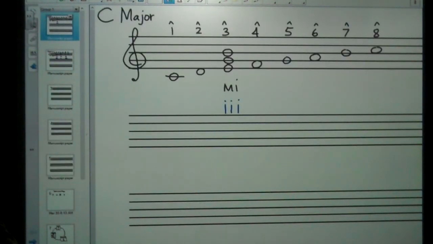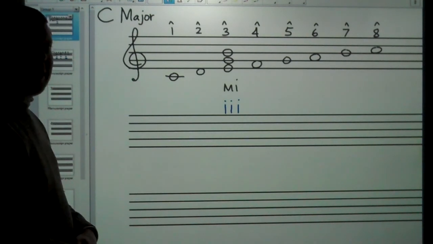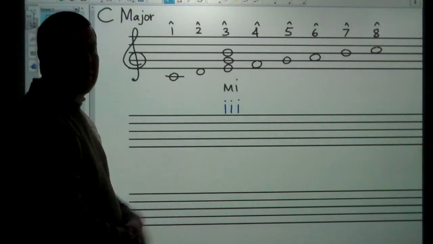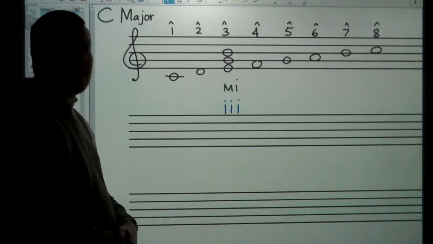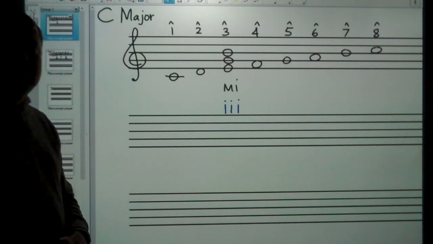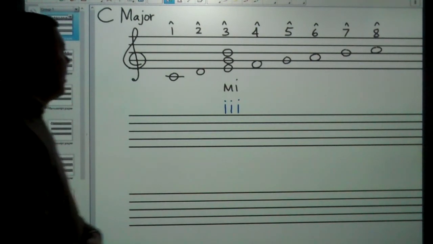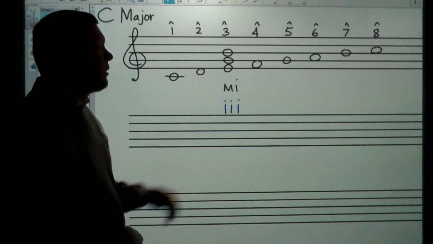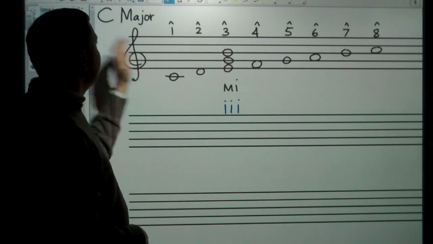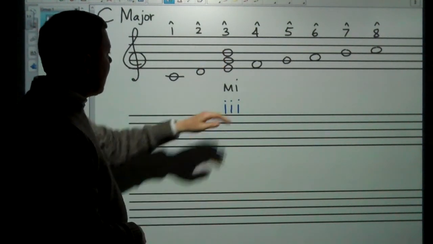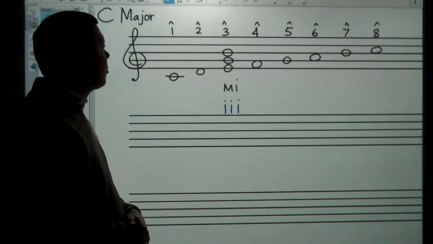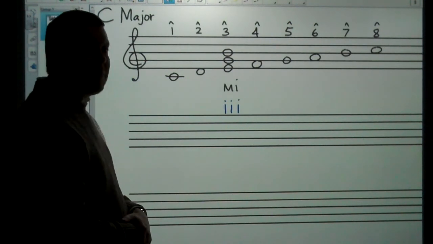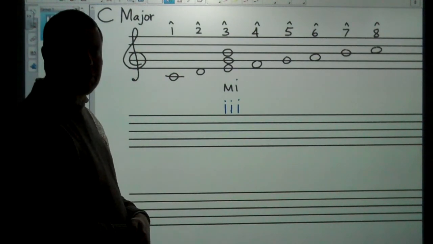So starting with the major mode, I have a C major scale notated up here on the screen. And again, just using the notes of my C major scale, I have constructed a triad on scale degree 3, which in RL Skills class we know as the solfege syllable Mi. The triad I get on scale degree 3 in major keys happens to be a minor triad. It is E, G, B in the key of C major, and that is a minor triad, and so the Roman numeral to label the iii chord in any major key is a lowercase Roman numeral iii.